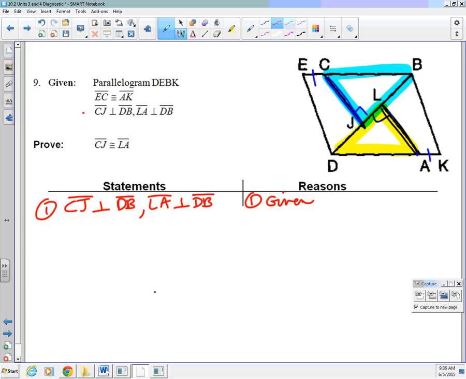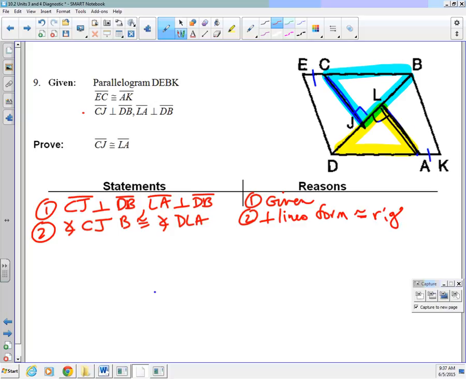Okay, so I have to make this statement count, so I'm going to do that by saying angle CJB is congruent to angle DLA. And that's because perpendicular lines form congruent right angles. And that gives me a check toward the 3 that I have. All right, well, there's not a lot else I have, so I'm going to have to squeeze out some juice from that parallelogram. So I know that I have a parallelogram, DEBK. And what am I going to do with that?